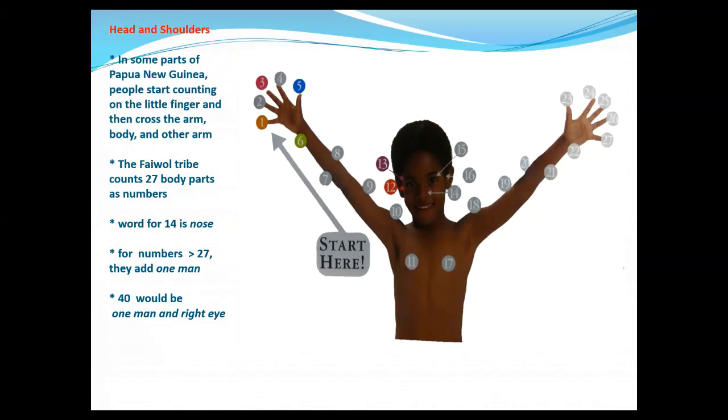So if we have 40, a man, we need 13 more. Which body part represents 13? It's the right eye. So a man and the right eye represent 40. That's another representation of an integer, and again, this is used by the Fayol tribe in Papua New Guinea.